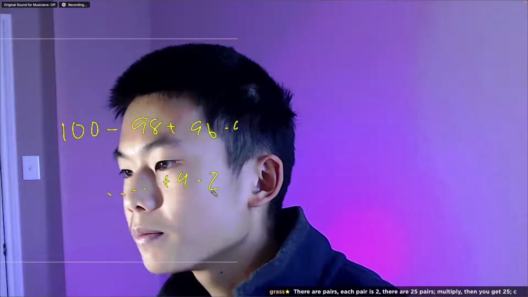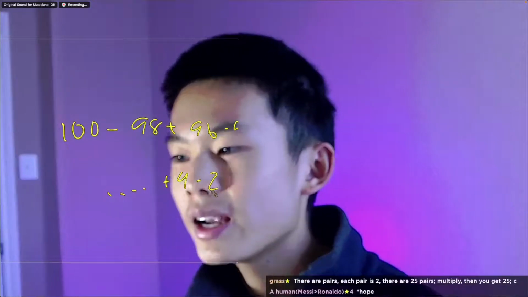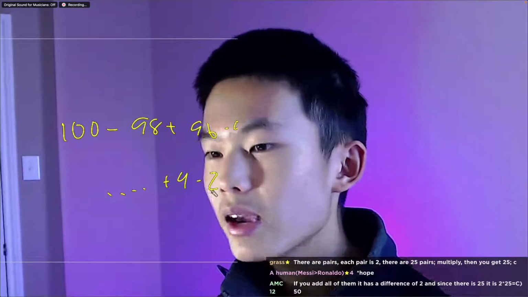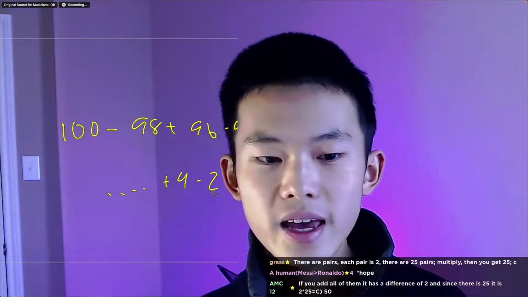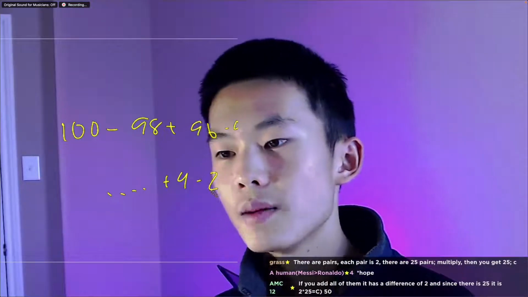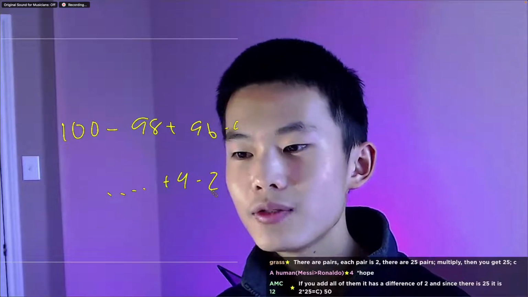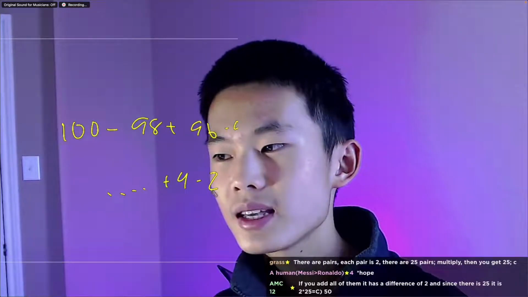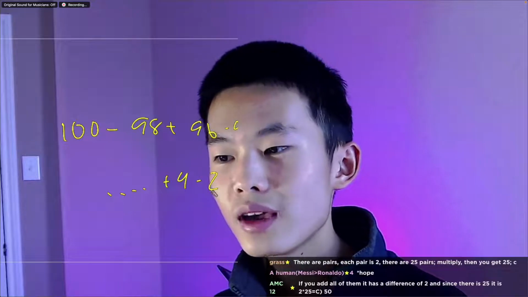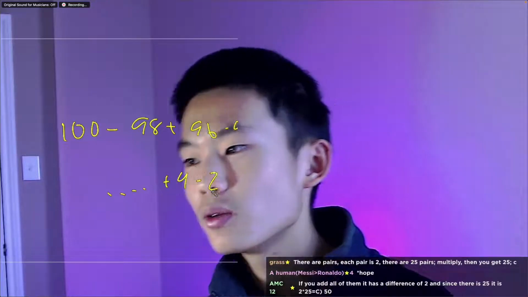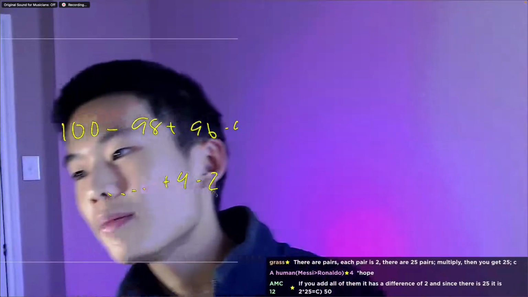So I'm already seeing a lot of great ideas in the chat, but let's take one step back for a second, and let's just say, how can we group these terms up? Because we want to make this cancel somehow, right? We don't want to add and subtract like 50 terms. So how can we group these things up so they'll cancel and we have something very simple to deal with? Exactly, right. Pair them up.